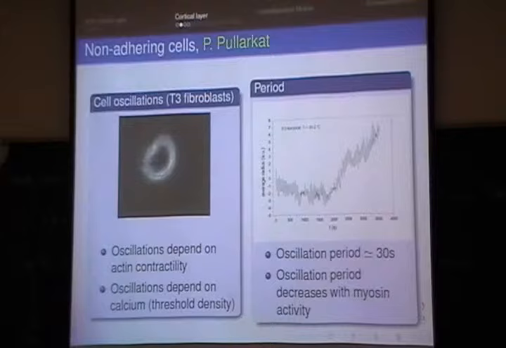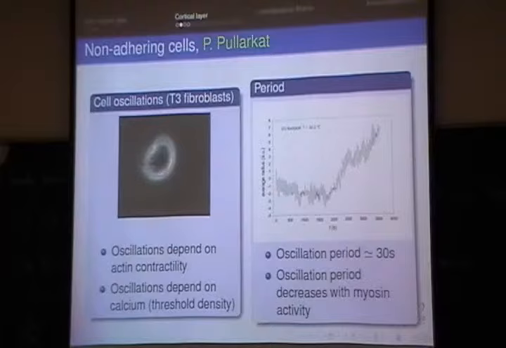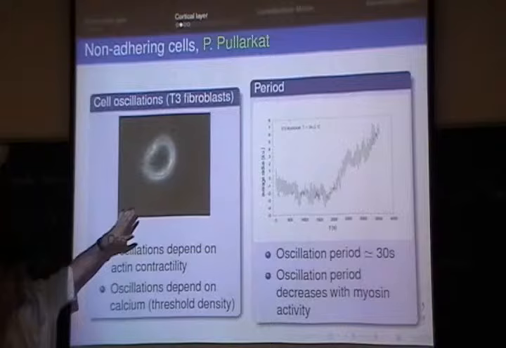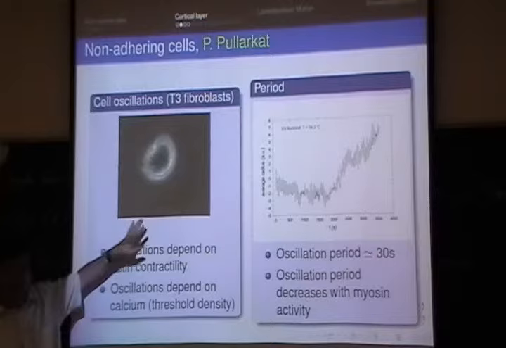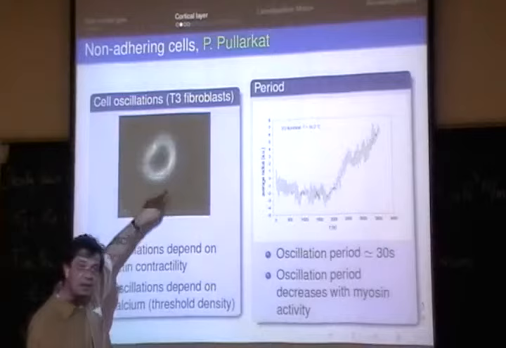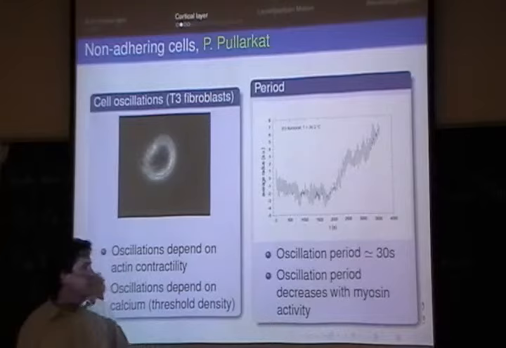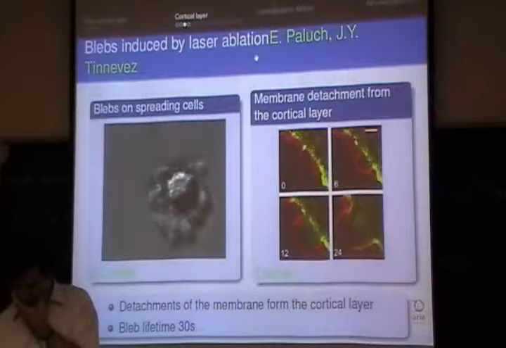Of course, then you want to check that. The good way to check that is to block the calcium channels. We don't know what the calcium channels are, but with drugs that are supposed to block any calcium channel, if you block the channels, the oscillation stops. So what I would say is that this oscillation is an instability of the cortical layer, where there is a feedback from the entrance and exit of calcium from the cell. So that's the kind of model that we made. We reproduce more or less a period like this, and we also find an oscillation period that increases with myosin. So that's the first question we looked at.